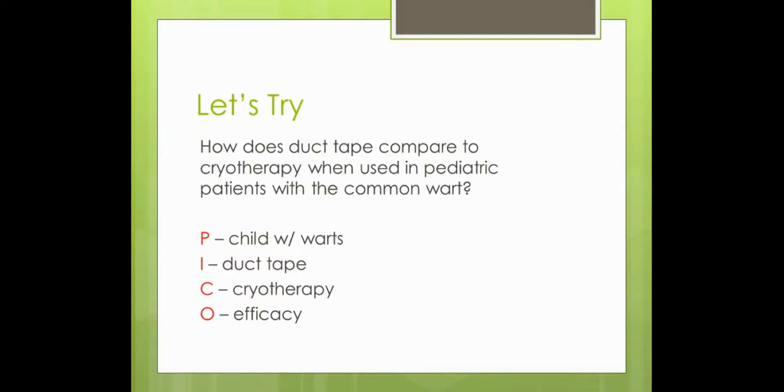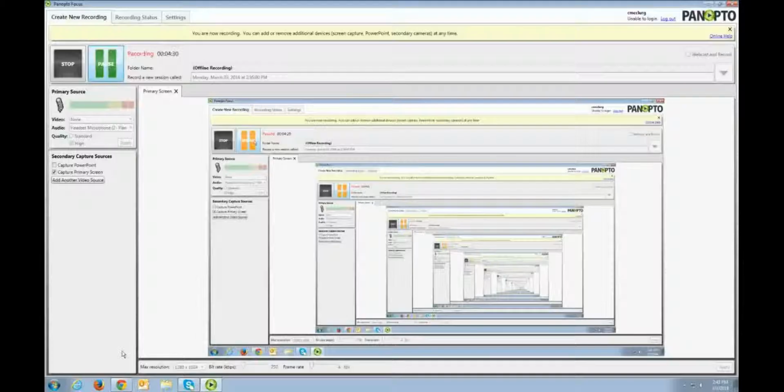Now that I've discussed the concept of limits, let's try a sample search in the database. Here's our clinical question. How does duct tape compare to cryotherapy when used in pediatric patients with the common wart? Note the PICO format that I've created. For your own searches, it's a good idea to identify synonymous or like terms, as well as acronyms, brand and generic drug names, and new jargon that you would use in the clinic. So let's go live and try.